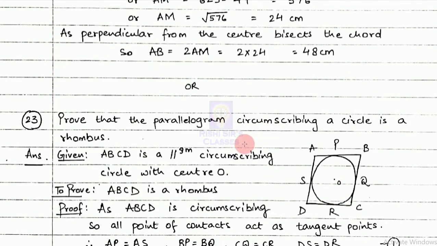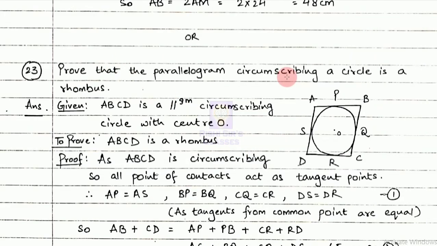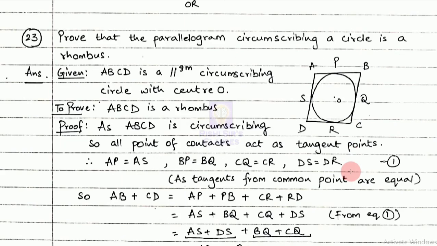The choice question, question number 23: prove that a parallelogram circumscribing a circle is a rhombus. The meaning of circumscribing is that the circle will come inside the parallelogram, because the parallelogram is circumscribing the circle. So in this one we need to prove that ABCD is a rhombus. We can prove that AP will be equal to AS, PB will be equal to BQ, CQ will be equal to CR and DS will be equal to DR.